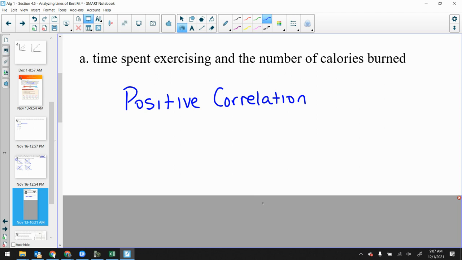Some exercises burn more calories than others. That's true, but if you are exercising, are you burning calories? Yes. And that's the thing. Maybe at different rates, but is one causing the other to happen? If you are exercising, are you burning calories? Yes. How would it ever be correlation? They're always going to be like that.